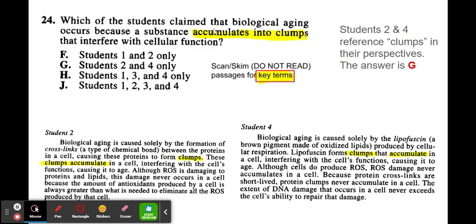So then I go to 24. Which of the students claim that biological aging occurs because a substance accumulates into clumps that interfere with cellular function? So now the key terms I'm looking for are accumulating into clumps. So I go through and I find proteins cause clumps. These clumps accumulate in the cell, interfering with cell function. That's student two. Then I find clumps. Okay, so lipofuscin clumps accumulate in the cell, interfering with cell function. That's it, two and four. And that's all I read. And then I move on. Okay, so that's how we do multiple perspectives.